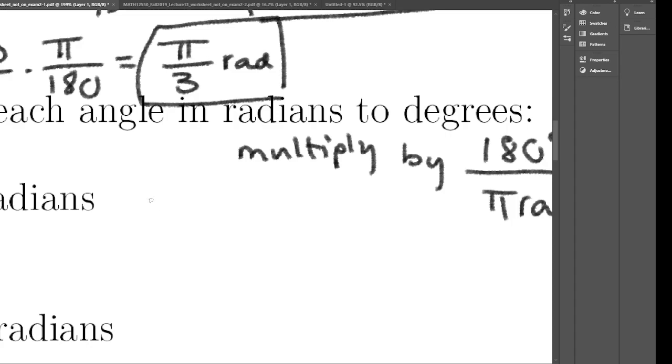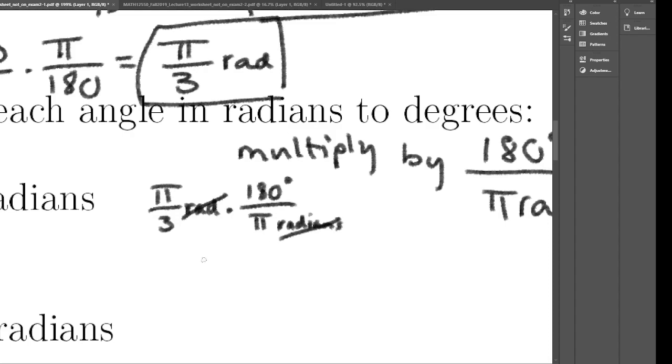So for example here, I start with pi over 3 radians. I multiply it by 180 degrees over pi radians. Please multiply by 180 over pi radians. That is in fact the trick. And you'll notice the radians cancel, right? You have radians on top, radians on bottom, so they cancel, and what we're left with is degrees. The pi's also cancel, right?